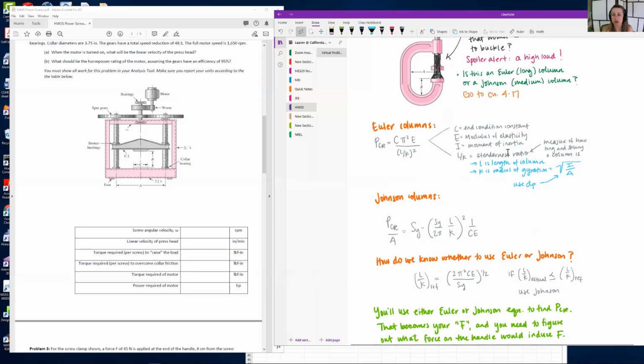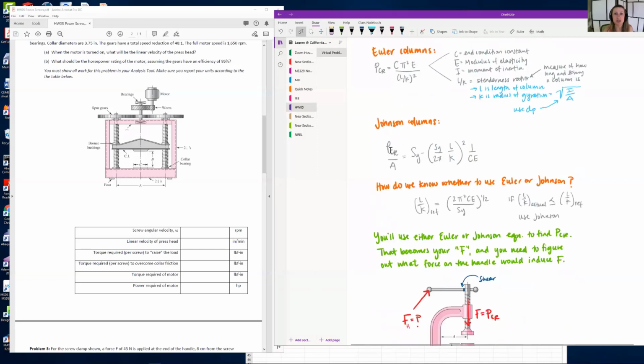So the slenderness ratio is a measure of how long and skinny a column is. So L is the length of the column, in our case, the region of the screw that's in the clamped zone, and K is the radius of gyration, and that's equal to the square root of the moment of inertia divided by the area. For these calculations, use the pitch diameter.